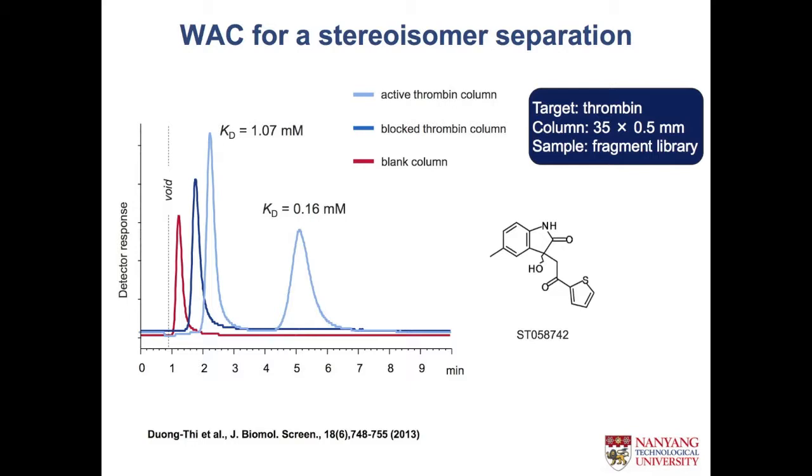So here's one of the enantiomers binding at 0.16 millimolar and one at 1 millimolar. And I think that's a very good proof of the specificity concept, because when we block it... Thrombin is easy because we can block it covalently. So we block the active sites. And what we see remaining here is just binding. We can call it non-specific, but it's binding to the remaining parts of the protein surface of thrombin.